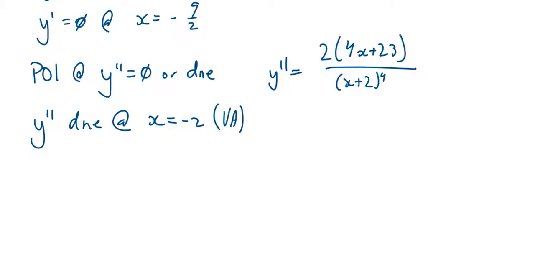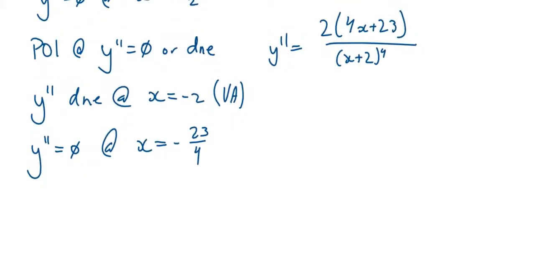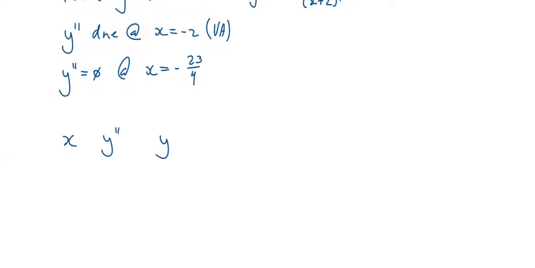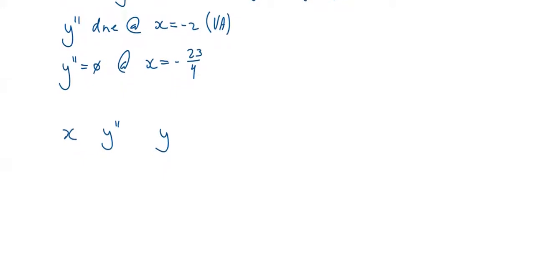Where does this equal 0? When the top is 0, which is negative 23 over 4. Everybody good? Now our second derivative chart. I'm only looking at my points of inflection, my possible points of inflection. The hardest piece of mathematics you're going to do all day today. Which one comes first, negative 2 or negative 23 over 4? Because I never learned how to do fractions, so I don't really know which one's bigger. Does anybody know which one's bigger and which one's smaller? What do you think?